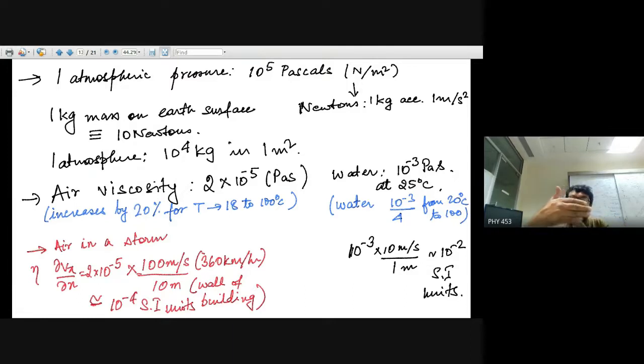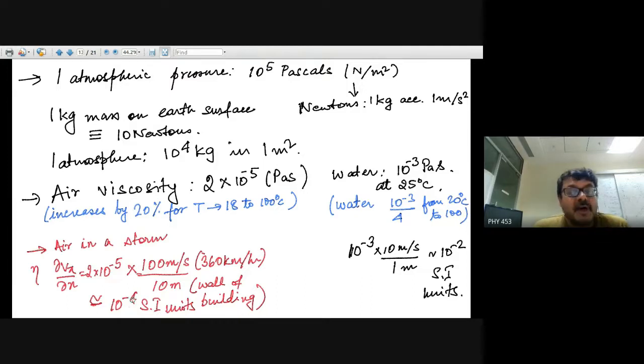stopped by a building. So the air is moving in this direction, and this is the x direction. So del v x del x is changing, say, over 10 meters per second. So how much stress is generated, right? And this is basically the diagonal, I'm just looking at the diagonal component. So eta is 2 into 10 to the power minus 5 into 100 meters per second, 360 kilometers per hour. And suppose it is stopping in the walls over 10 meters, even if you put that to be 50 meters, it really doesn't matter. This contribution would be 10 to the power 4 SI units.